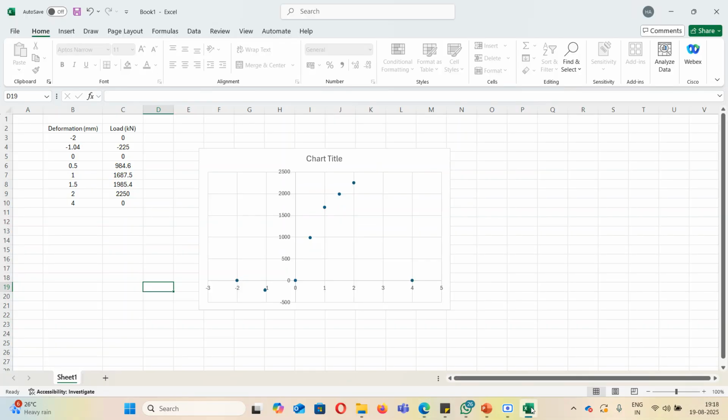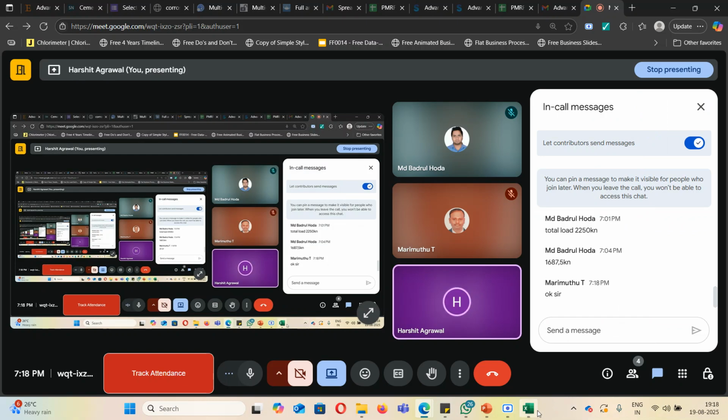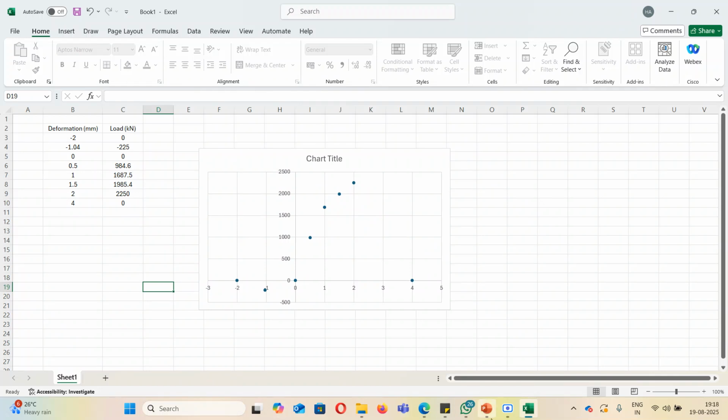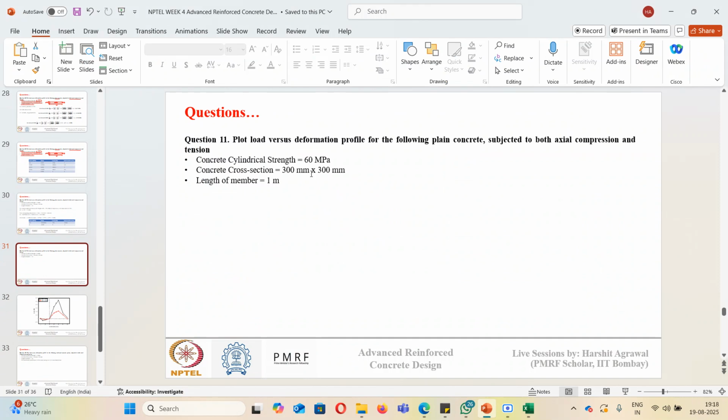Let's give one more such question a try so that we can understand the behavior. Now just try to make the profile for this question. This is again a plain concrete, but this time this concrete is of higher strength. This is 60 MPa concrete, so here we need to use Thorenfeldt's stress strain profile. The cross section is the same, the length of the member is the same. I have kept the same cross section and length so that later on we can compare both the profiles also.